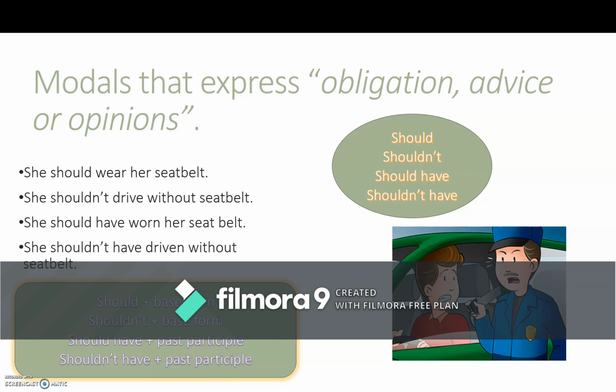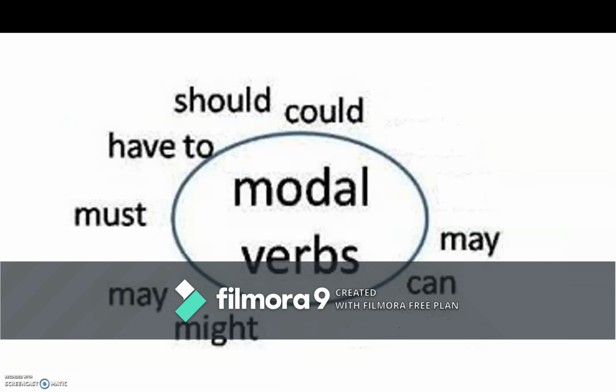So remember that when we use should or shouldn't, we use the base form of the verb. But when we use should have or shouldn't have, we use the past participle.